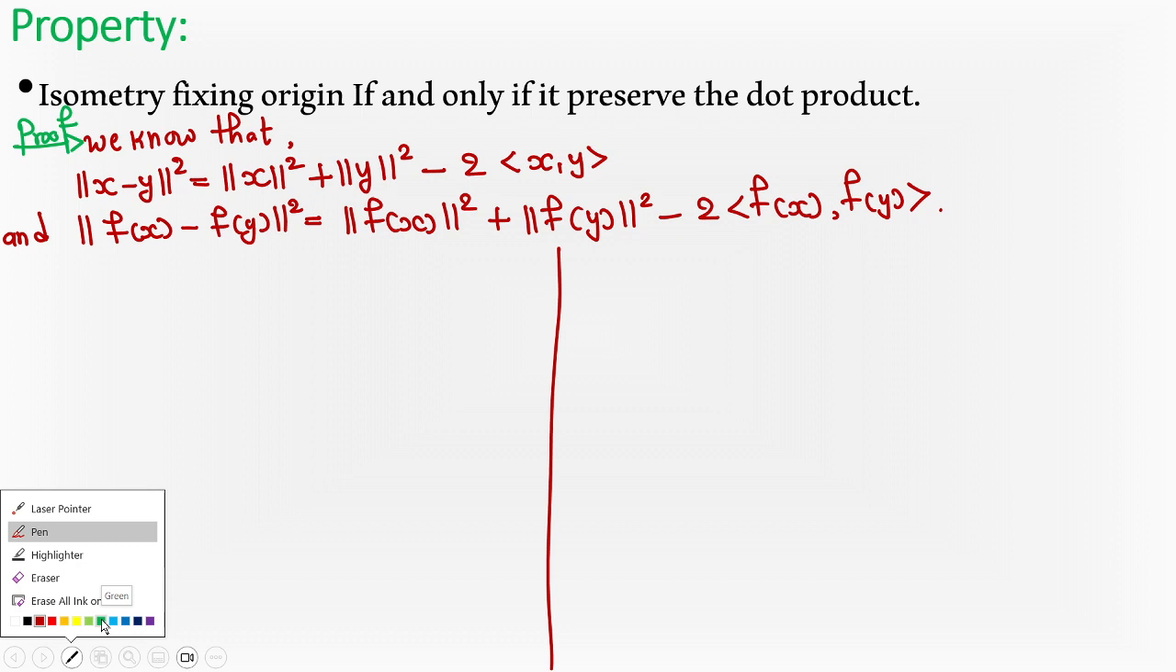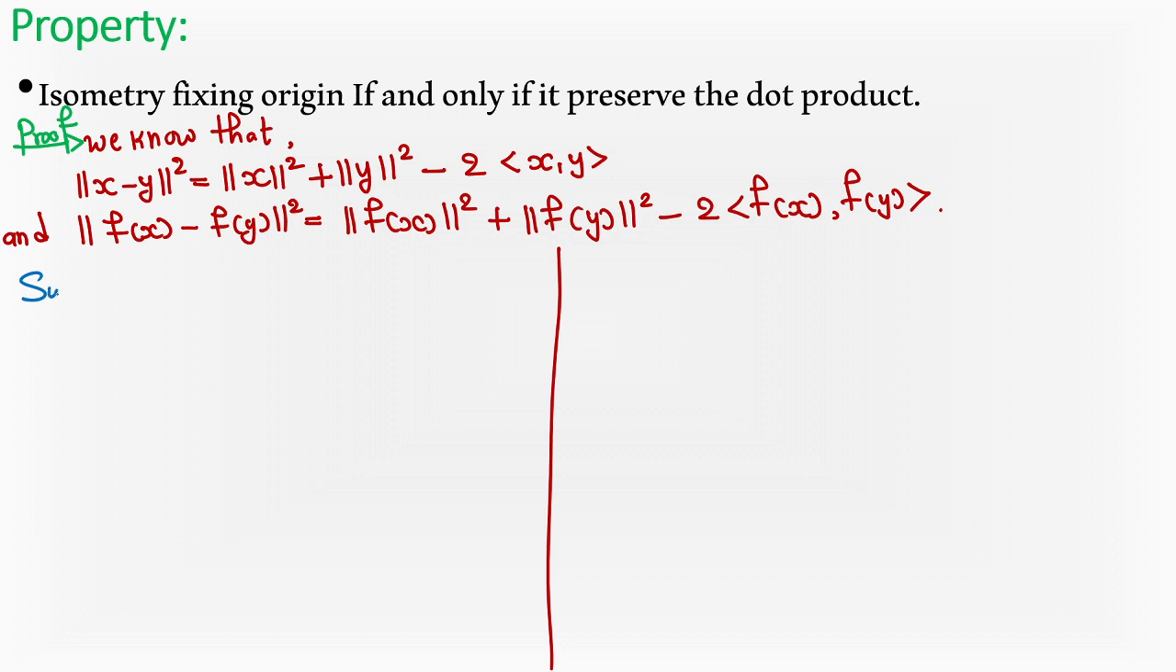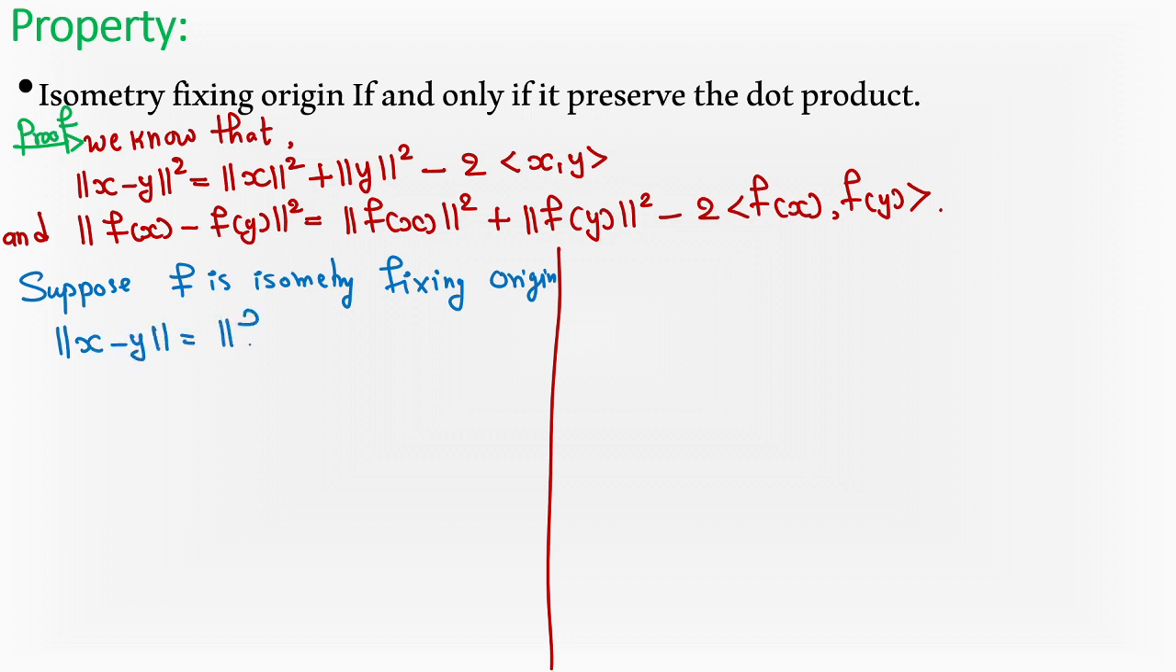So if and only if means you have to prove this result in both directions. So suppose I first assume my f is an isometry fixing origin. If it is an isometry fixing origin, isometry means what? We know that the norm of x minus y is the same as the norm of f of x minus f of y. Right? And this is true for all x and y inside your R^n.